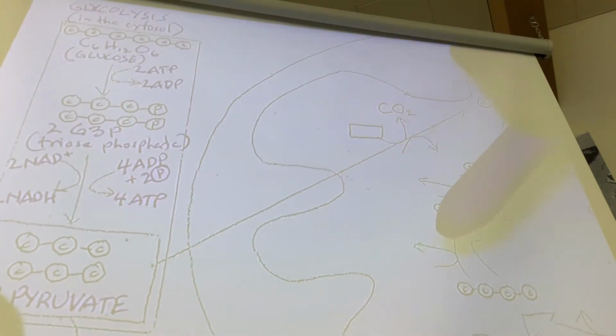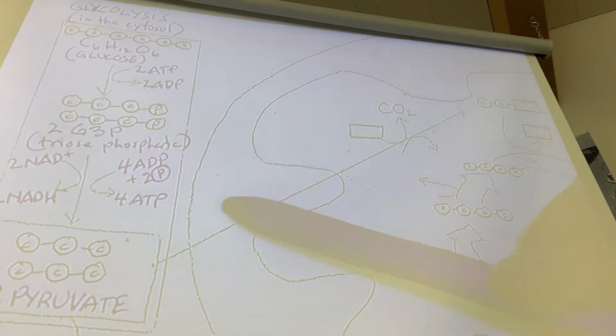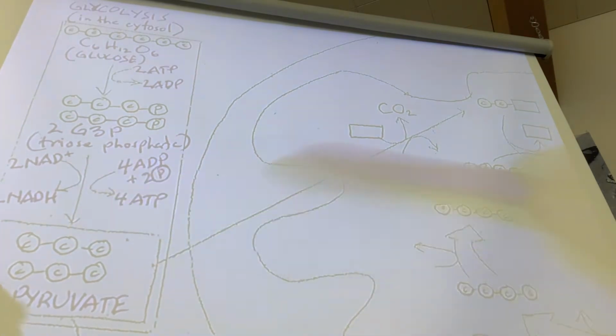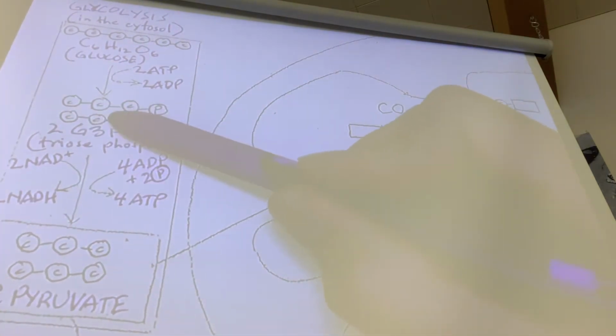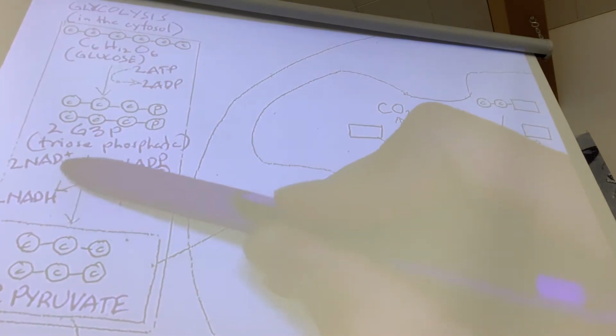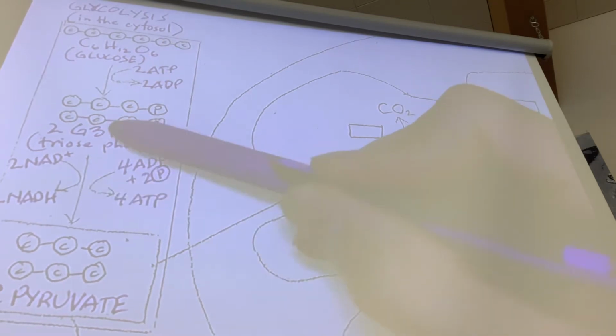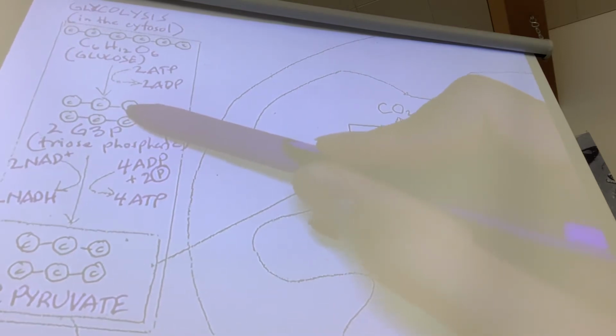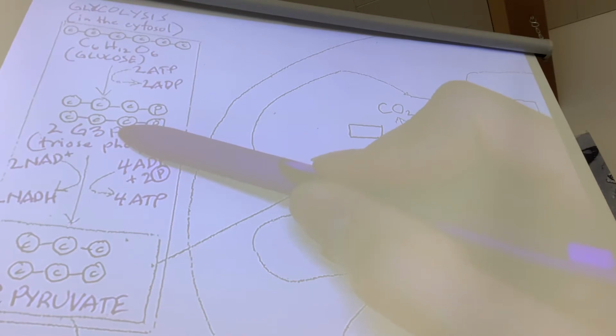How can the NAD plus become NADH if it's binding with an H plus? Right here, how does 2 NAD plus become 2 NADH? So what happens is from this G3P, I'm going to strip off a hydrogen and an electron for each NAD. So I'm going to convert it from NAD plus to NADH. I'm doing that twice, one for each. I'm getting an NADH from this G3P, and I'm getting an NADH from this G3P.